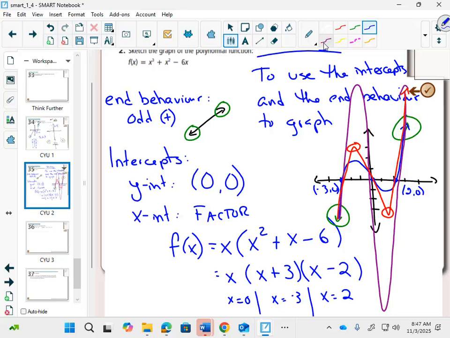So this is our new strategy. We want to use the intercepts and the end behavior to graph. We're going to go back and just look at like what usually happens for x-intercepts.